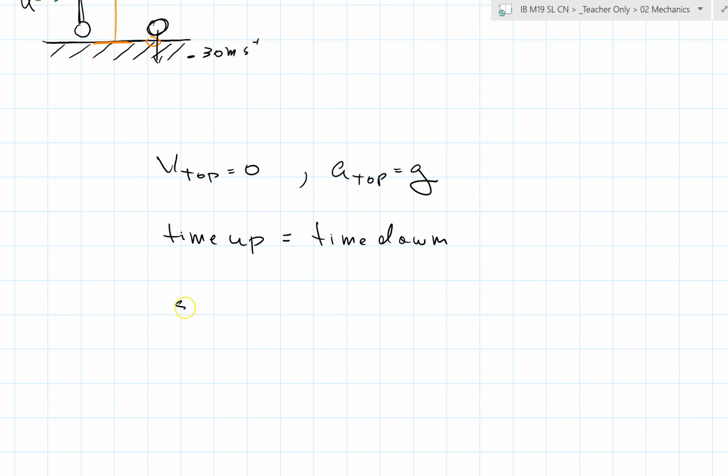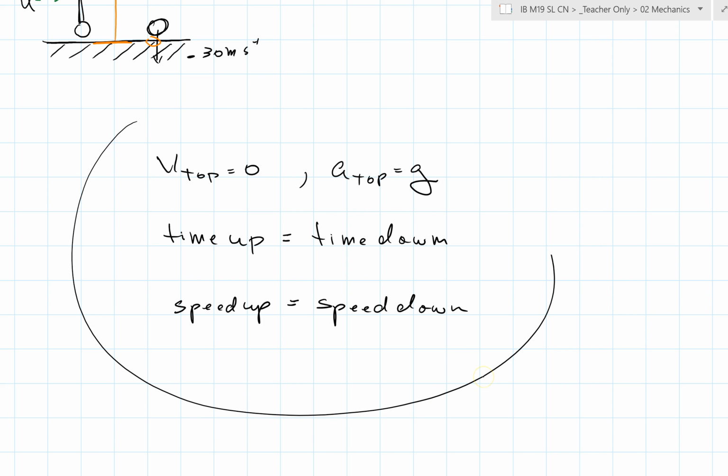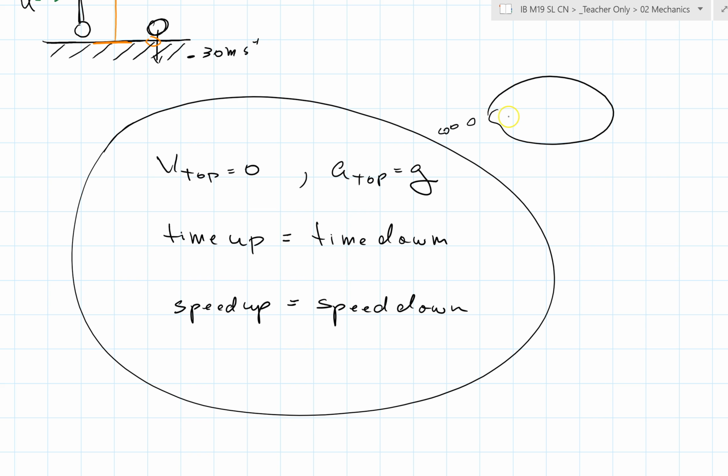So, speed up equals speed down. These properties here are extremely useful in solving free fall problems. So I would say memorize them if you have a good memory.